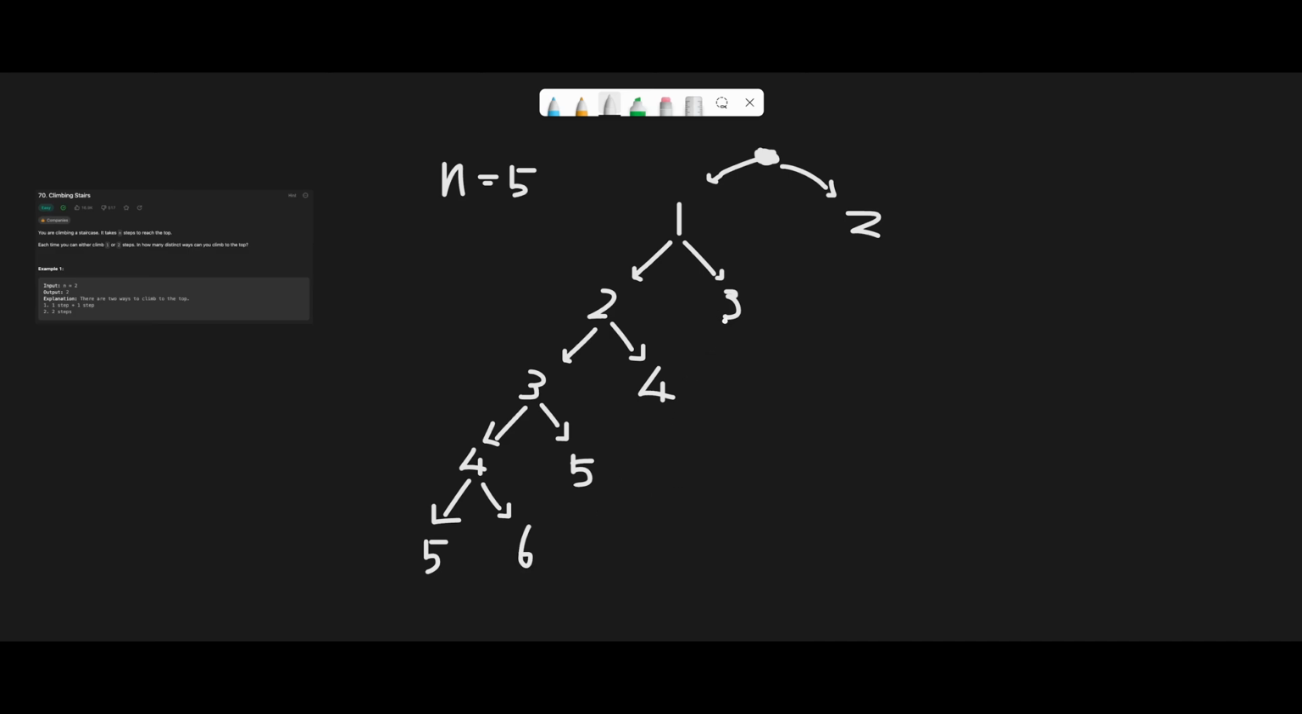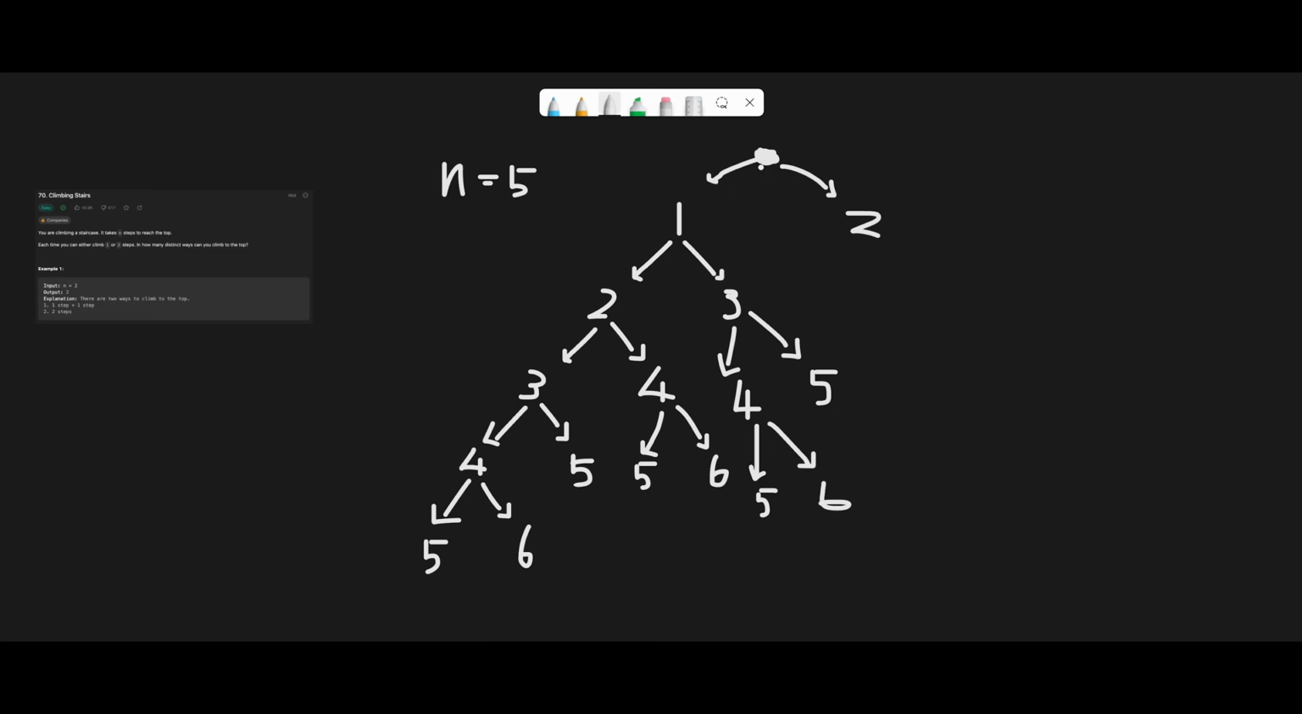And yeah, let's think about here. If we take a 1 step, we reach 5. If we take 2 steps, we go over stair 5. And then let's think about here. If we take a 1 step, that should be 4. Take 2 steps, that should be 5. And again, if we take a 1 step, that should be 5, and take 2 steps, that should be 6. Yeah, that's it.